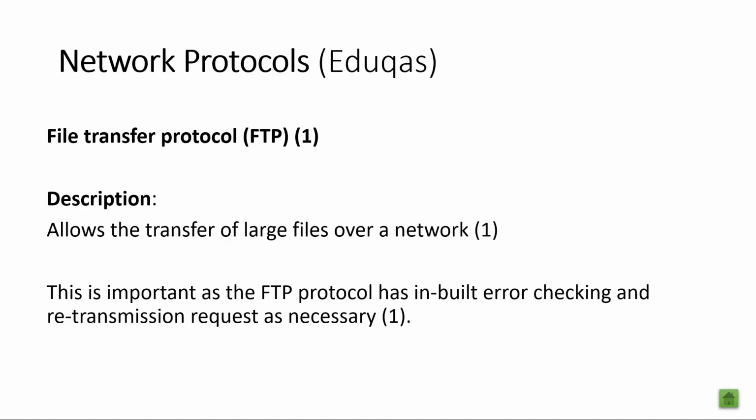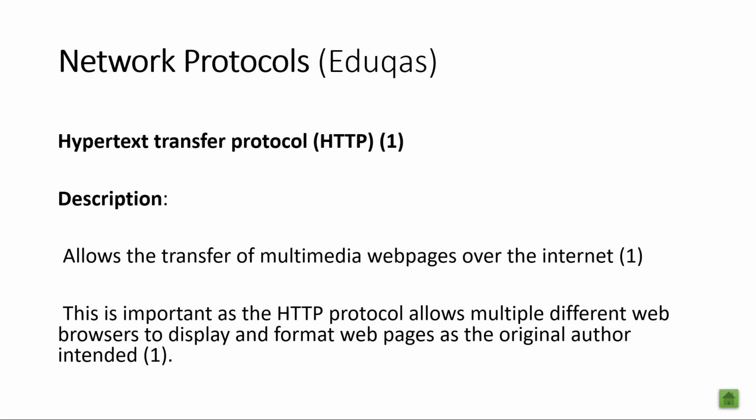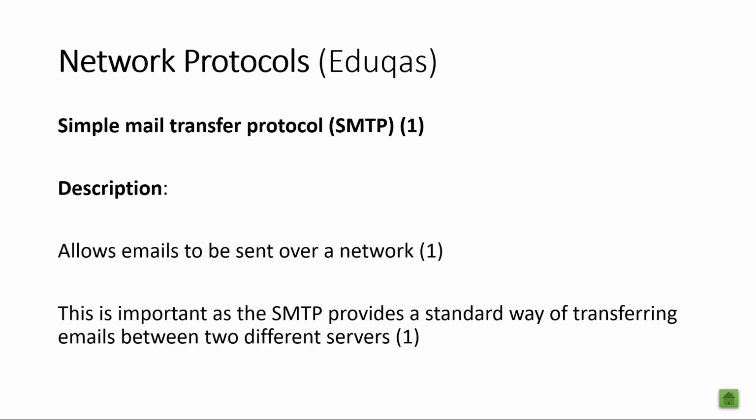File transfer protocol transfers large files over a network. You've got simple mail transfer protocol. Sorry, you've got HTTP. I'm getting ahead of myself. HTTP allows the transfer of multimedia web pages over the internet. So you might have heard of HTTPS. You've also got SMTP, which allows emails to be sent over the network.